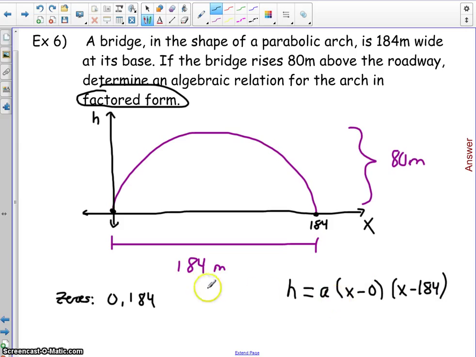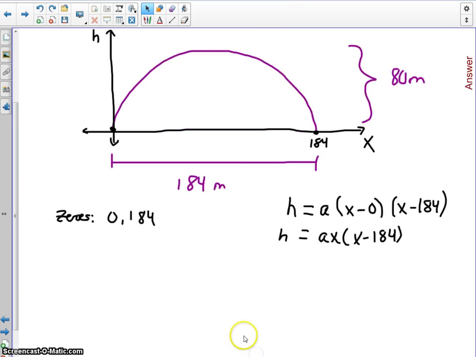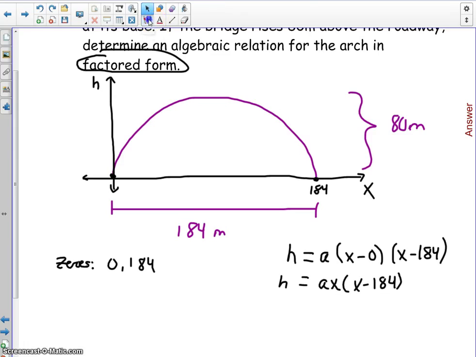Okay, those are my two x-intercepts. I'm just going to simplify this, because remember, x minus 0 is really meaningless. The minus 0 doesn't change anything. So I'm going to rewrite this as a x times x minus 184. We're off to a really good start here trying to create that equation in factored form. However, just like before, we have to find that a value. So we need another point that's on this parabola, on this archway.